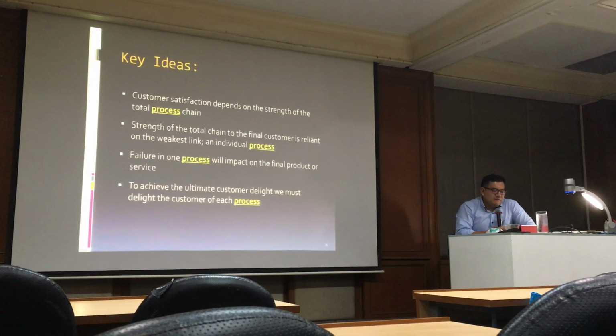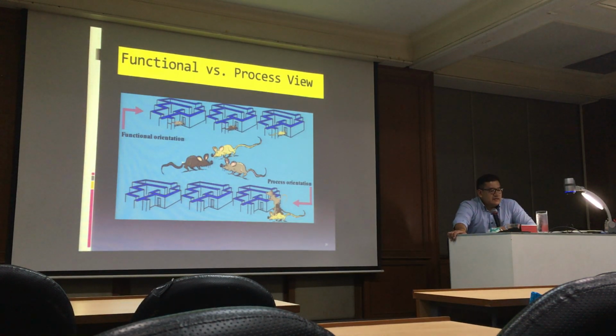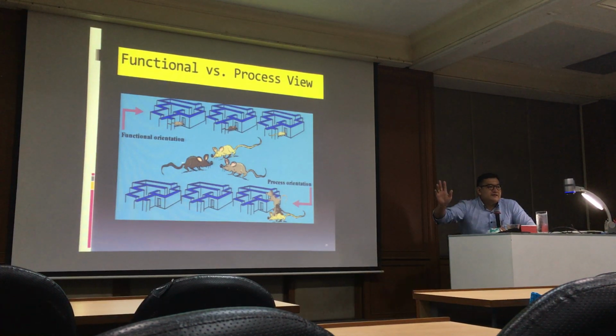So from now, what should we do? First, if you want to improve the process, you need to take the process view, not the functional view. What is the process view? What is the functional view? Process view means you look across departments. The functional view means you don't care about others, you think only about your own department. And if you see everything through the functional view, it means you're going to have too many steps.